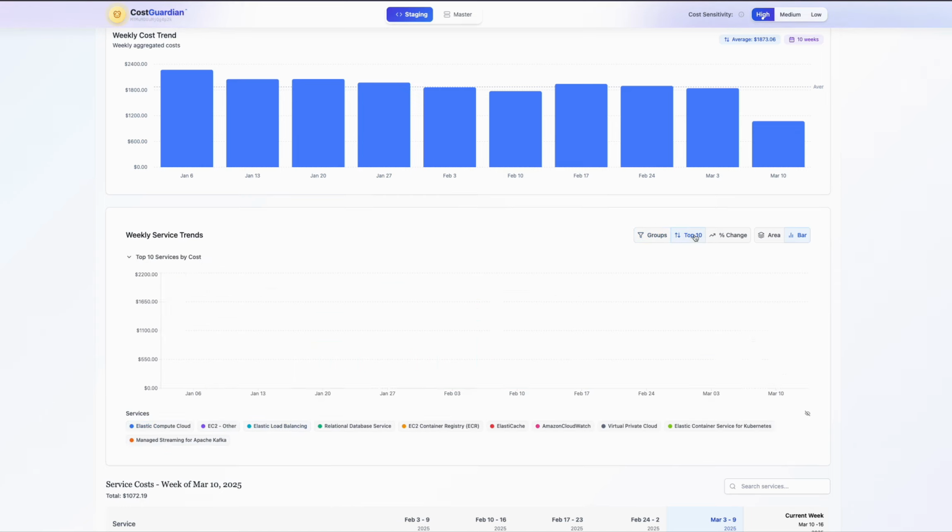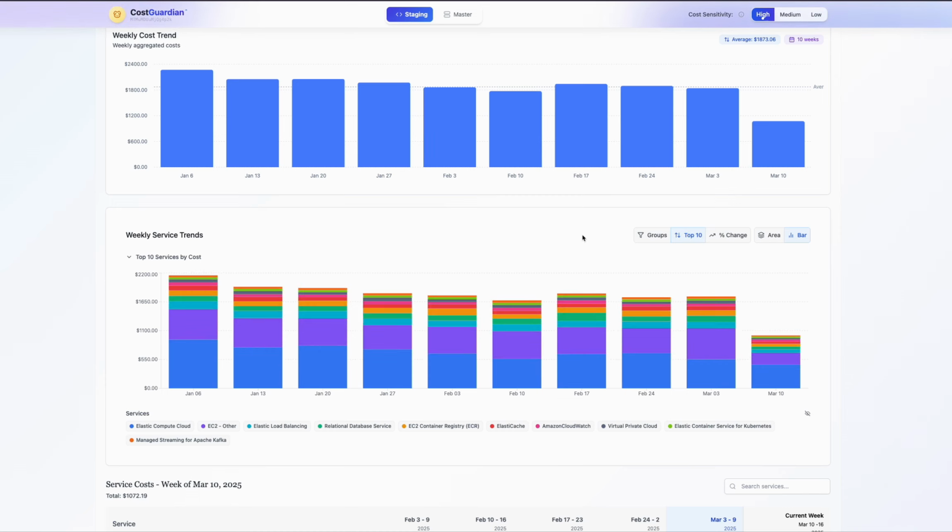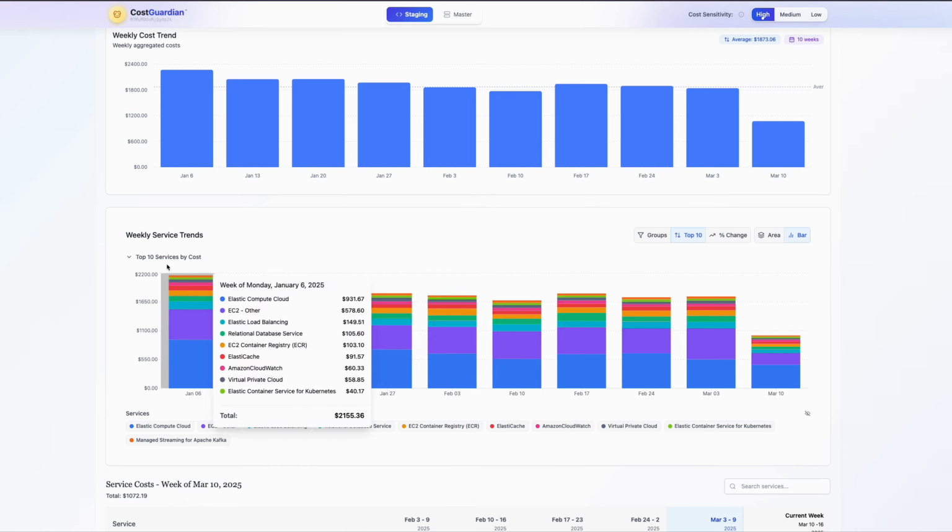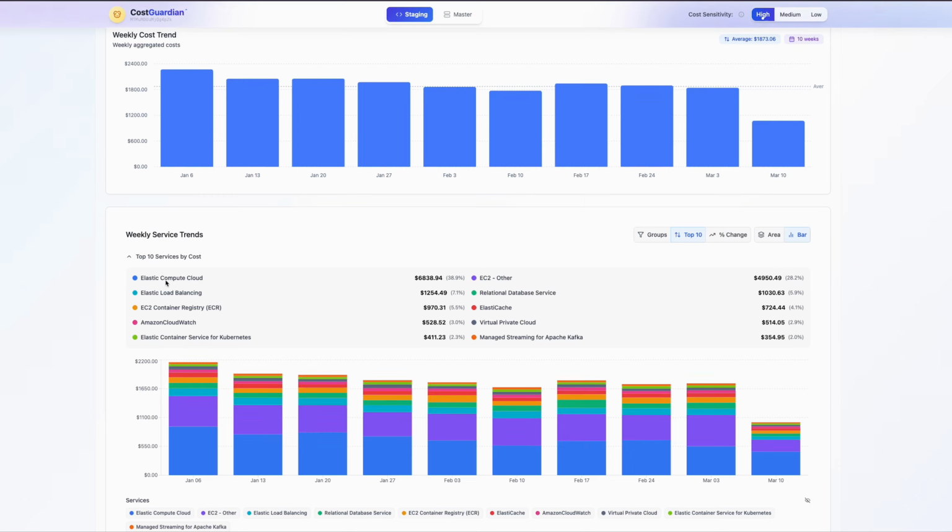Then coming to the top 10 services. Sometimes you don't want to look at each and every service. You want to just look at what your top 10 services are actually costing you right now. So this dashboard covers only your top 10 services by cost, and you can look at the distribution of these services.